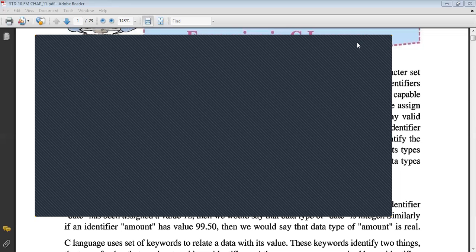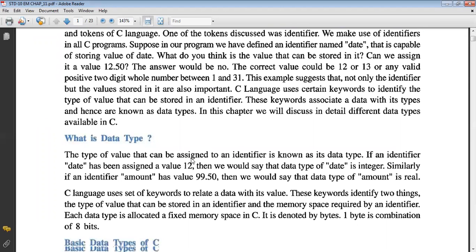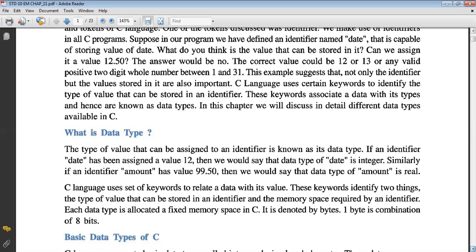In the same way, in C language we are going to see what a data type is. Here we are seeing the example of date. C language uses certain keywords to identify the types of value that can be stored in an identifier. These keywords are associated with a type and hence are known as data types. In this chapter we will discuss in detail the different data types available in C. What is a data type? The type of value that can be assigned to an identifier is known as a data type.